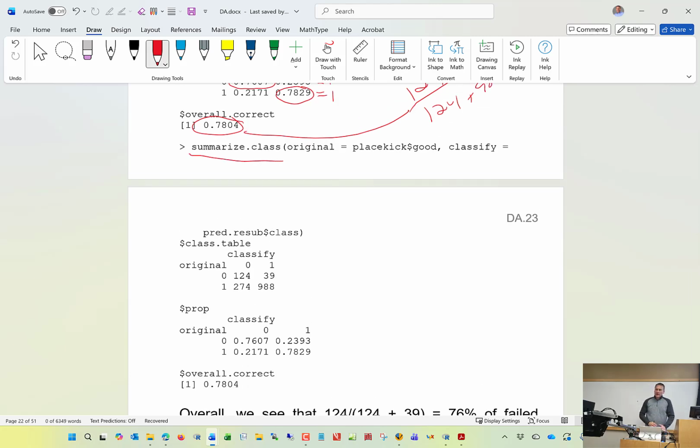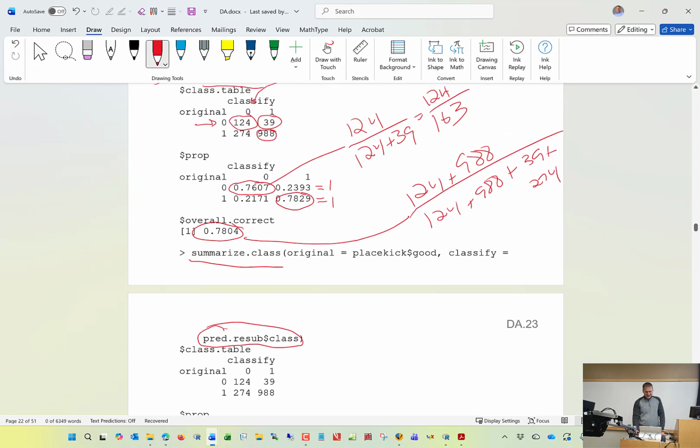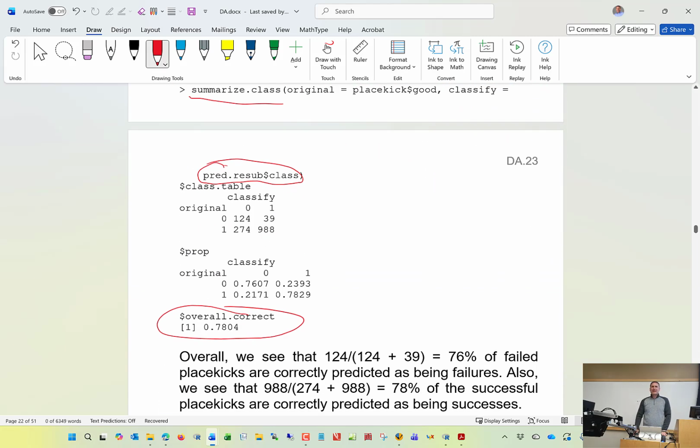Next, I use summarize.class now with when we did resubstitution last time. And notice I get exactly the same thing. That's not going to always happen, but it just happened this time. Normally, I would expect resubstitution to give you at least a little bit less accuracy. I'm sorry. Excuse me. I would normally expect it to be a little bit higher accuracy because it's going to be biased.